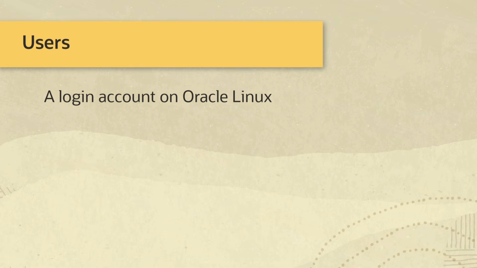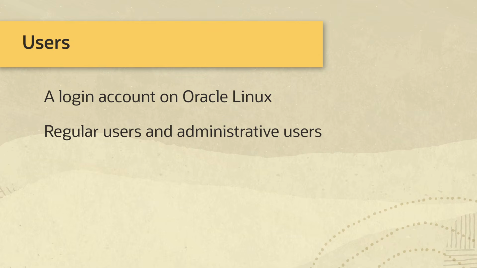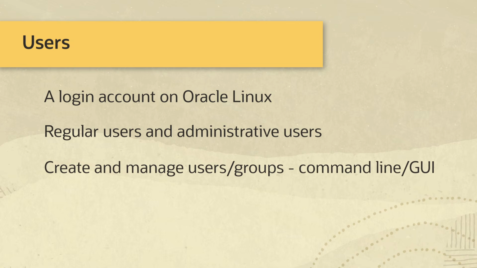A user is a login account on an operating system such as Oracle Linux. Regular users can log in and use the operating system, but cannot administer the operating system. Only system administrators can run system binaries and view system files. Using Oracle Linux, you create and manage users and groups using command line or a GUI tool.